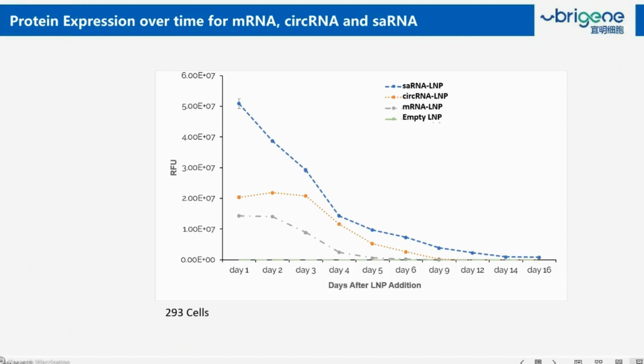The self-amplifying RNAs are about 5-fold higher expression at day 1 compared to an LNP that contains mRNA or circRNA and tends to extend out expression longer than the other forms. The circRNA is about 2-fold higher in this example compared to mRNA. In this case, a luciferase assay, where we're looking at 293 cells post-delivery of the LNPs and harvesting at the various time points.